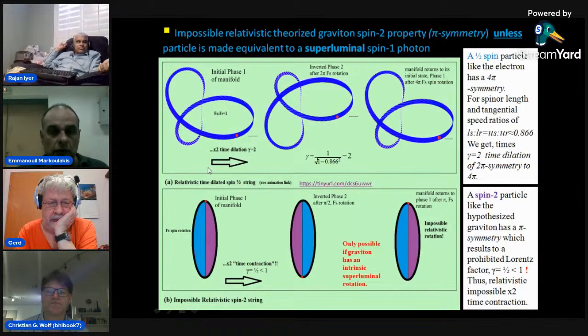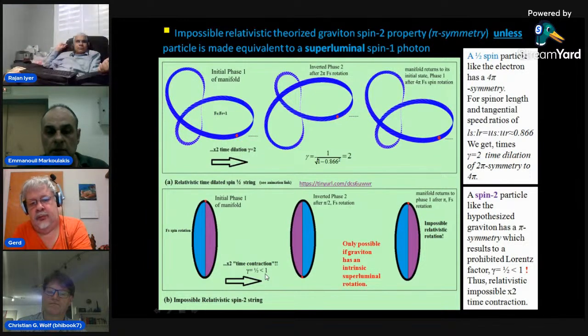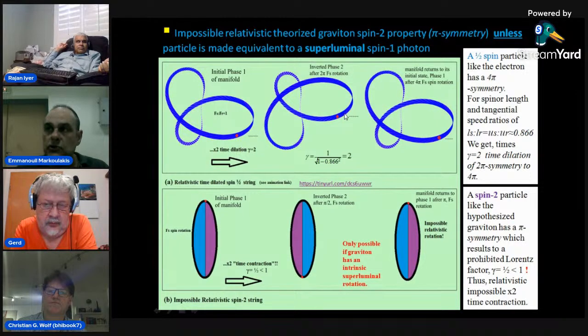So we see here, we have the spin-half for the electron. It's time dilated times 2. But if you do the same analysis, this actually results in a times 2 time contraction, which is impossible in special relativity. It's prohibited. The Lorentz factor comes out half. It's smaller than 1, which is prohibited by special relativity. So spin 2, using my model here, is an impossibility in special relativity. It should not exist, a particle of spin 2 in special relativity, unless, again I say, it has an intrinsic superluminal property.